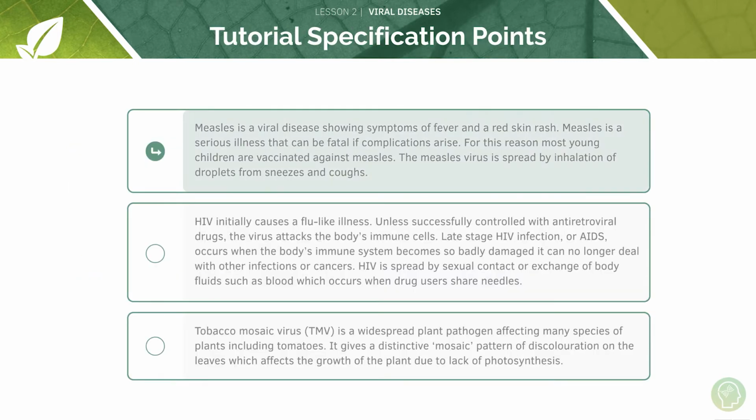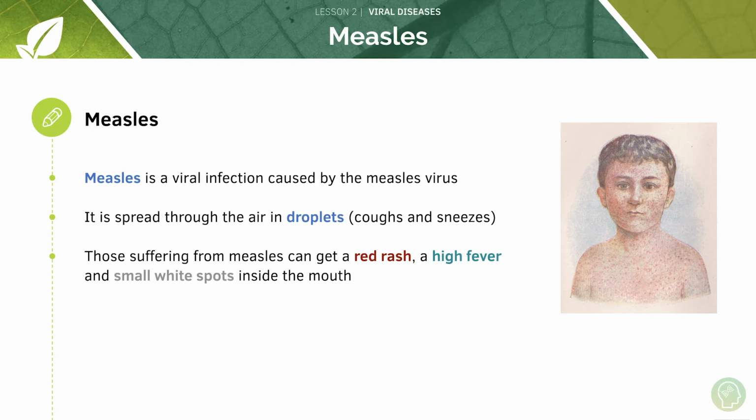So, first of all, measles. Measles is a viral infection that's caused by the measles virus. So that's the name of the actual virus. And measles is spread through the air by droplet infection, which means that it's spread through the air in droplets. So, when you sneeze or cough, little droplets of your spit may fly and land elsewhere. And these droplets of saliva will carry the measles virus.